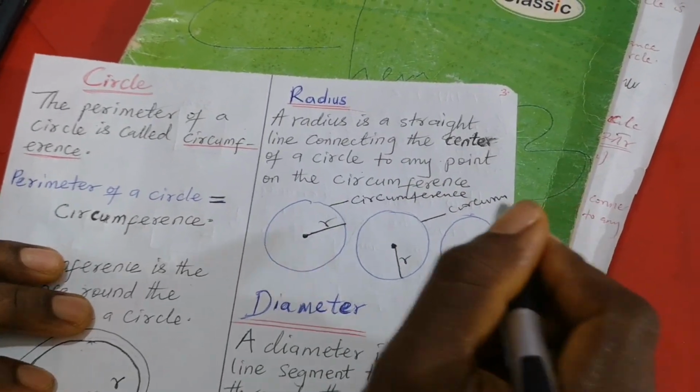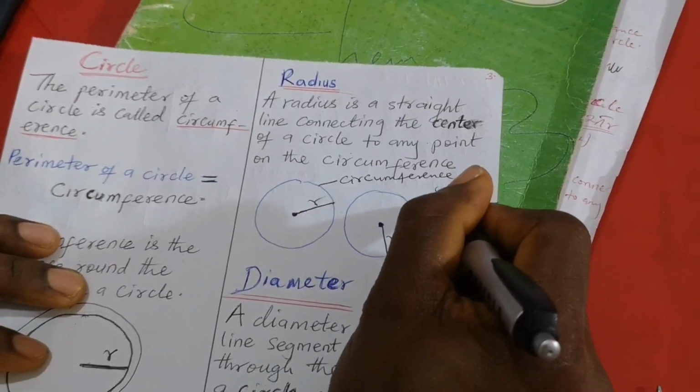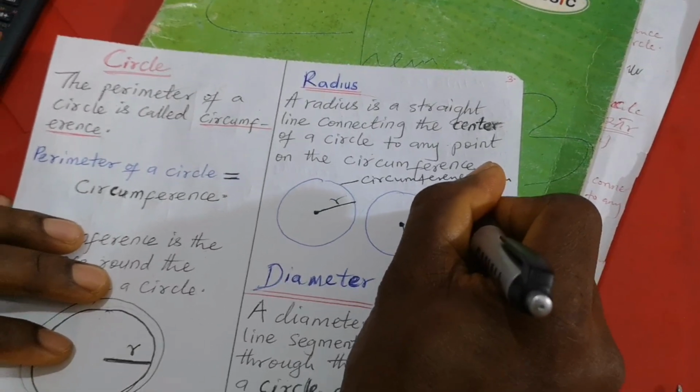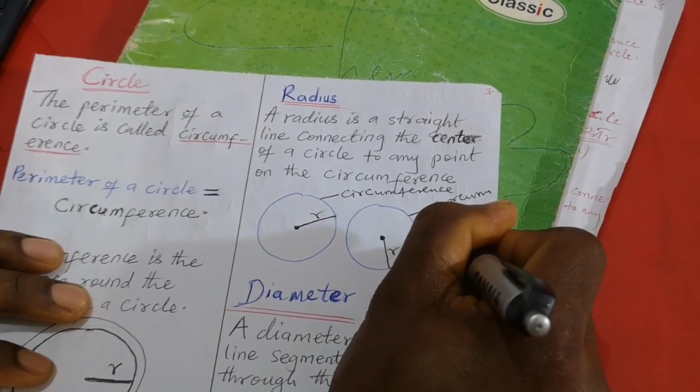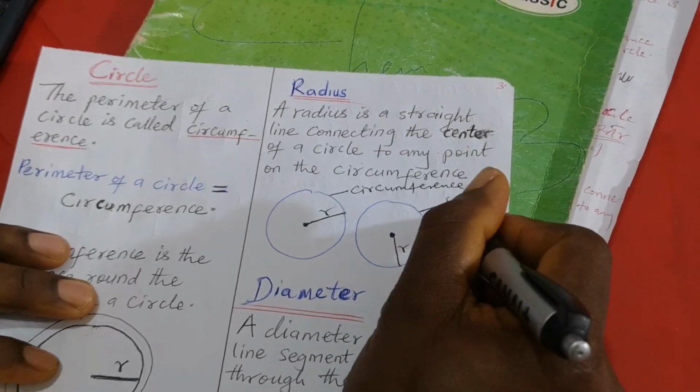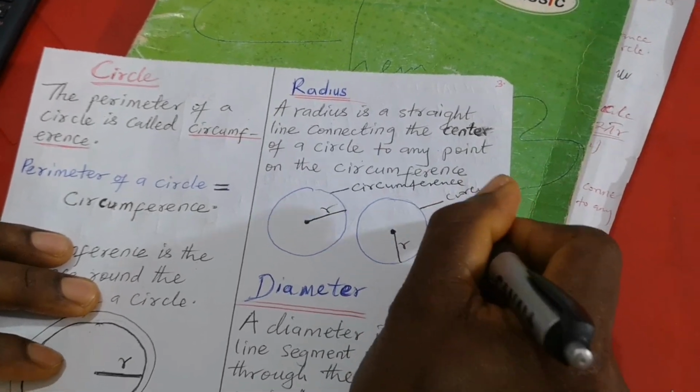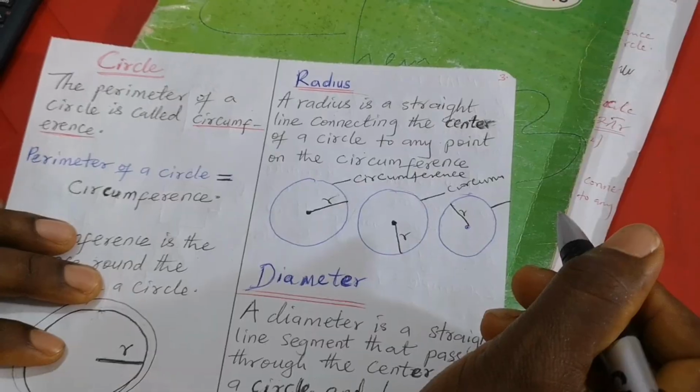Again, what did I say? Any line that runs from the circumference of a circle to the center of a circle is called radius. So look at this, this is radius. Are you getting what I'm saying?